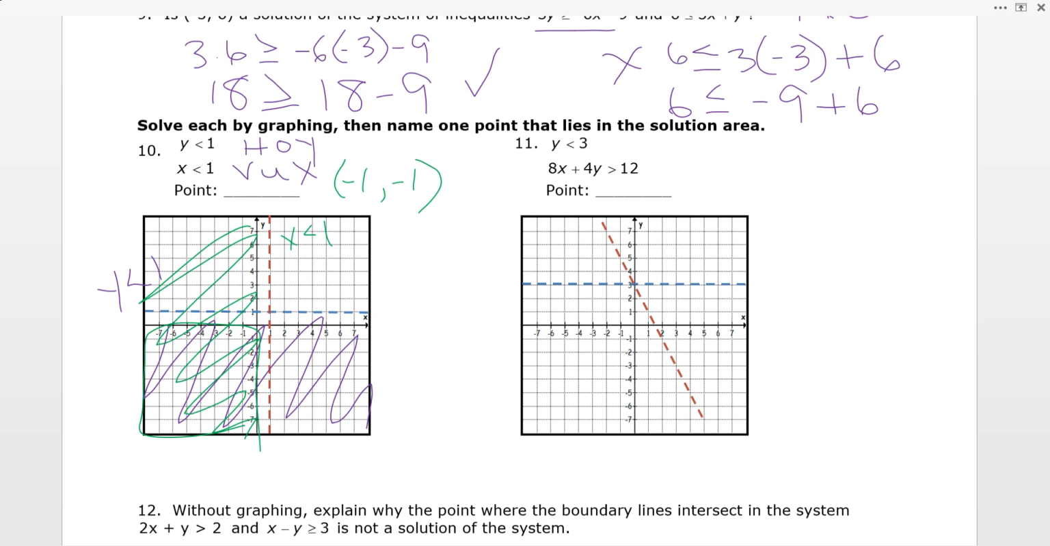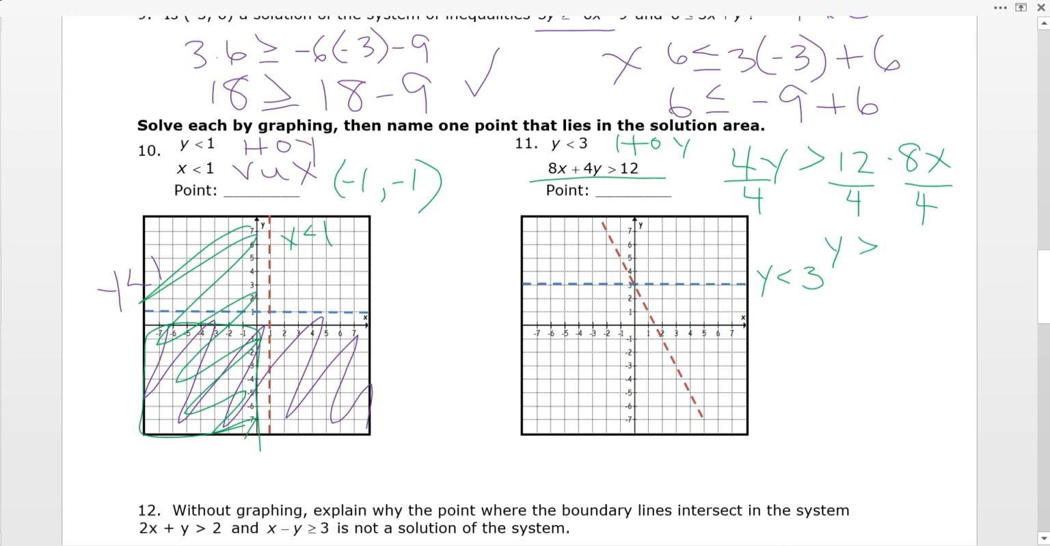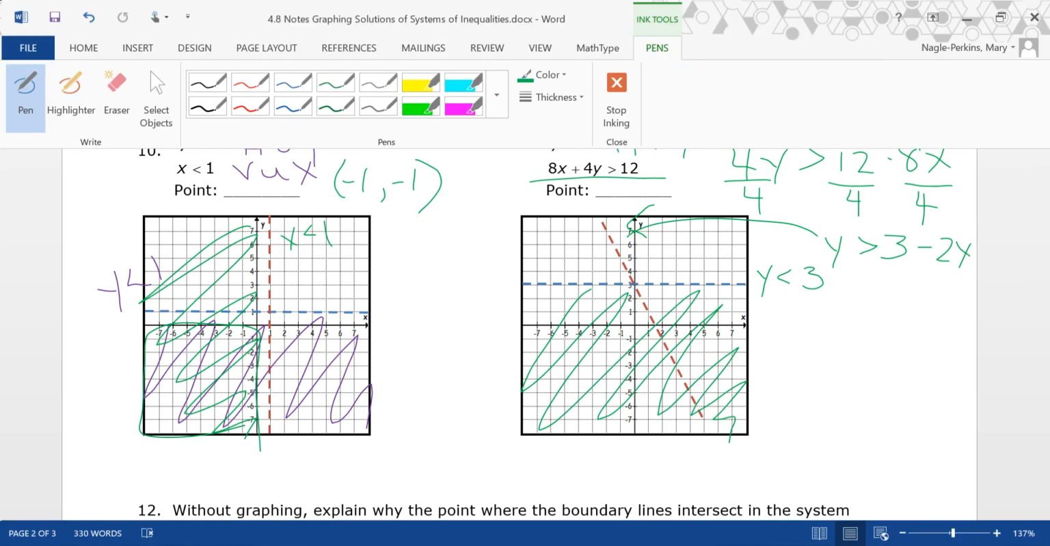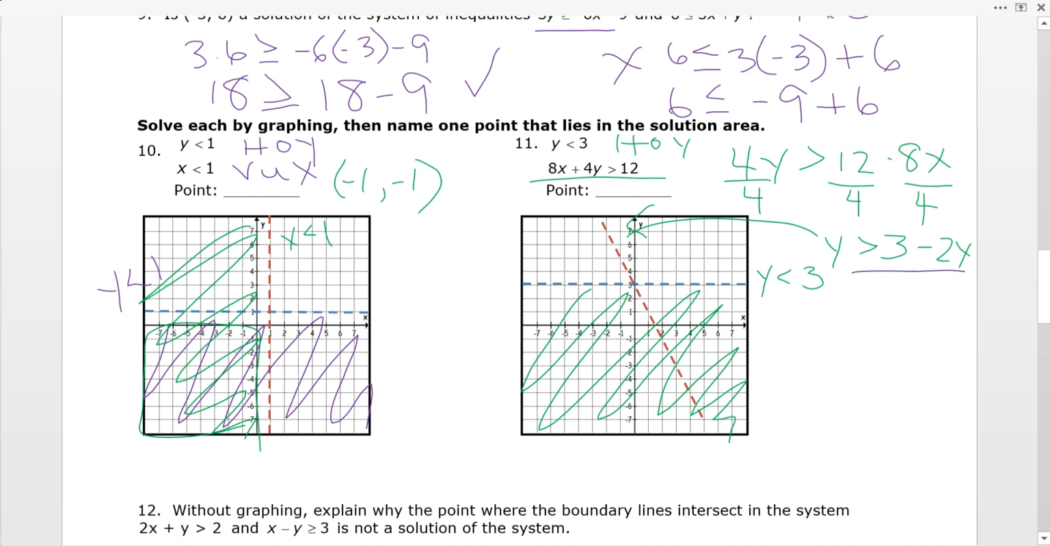All right, number 11, here's my y less than 3 because it's horizontal. I need to solve this one for y. So I end up with 4y greater than 12 minus 8x. And I divide everything by 4. And I end up with y greater than 3 minus 2x. So there's my boundary line right here, the red one. And for my y less than 3, I shade in down here. And for my y greater than 3 minus 2x, I'm shading over here. So my solution set is down here. And a point in that solution would be 5, 0. You can pick any point that's within that double shaded green and purple area.